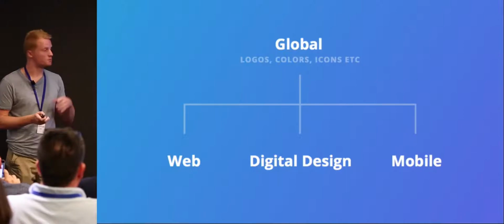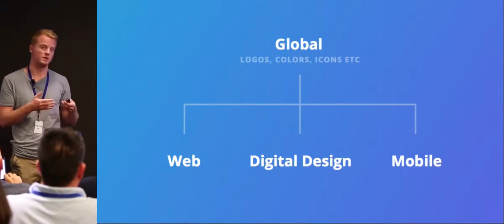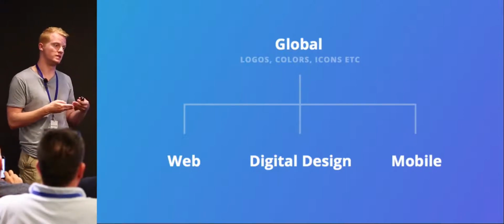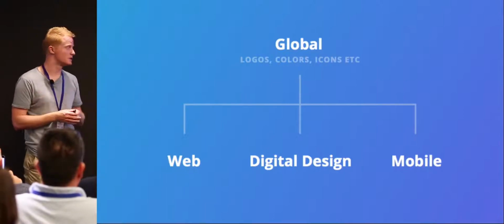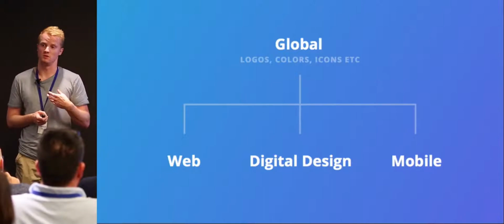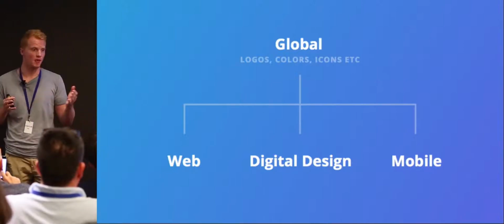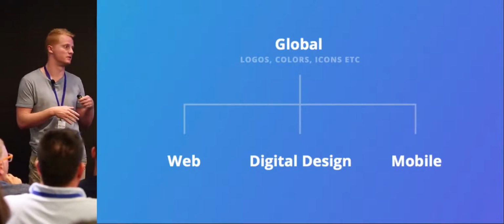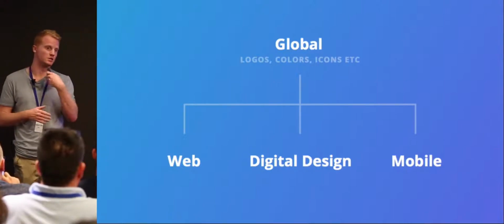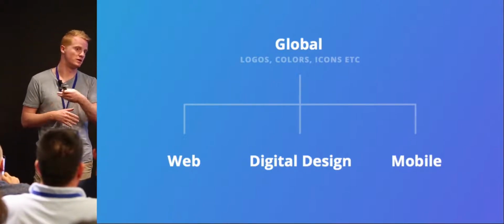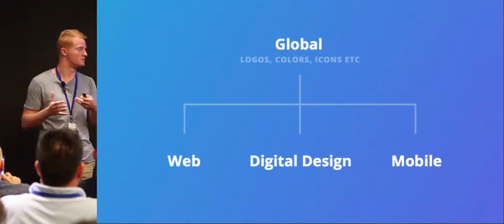So splitting the libraries up in this way means that we can quickly and easily turn these libraries on and off. So for the most part, I work on the web side of things, so I can turn off digital design and mobile and just work nicely within there. But there are of course times where I need to work on the mobile side of things, so I can turn the mobile library on and have access to all the mobile specific components.